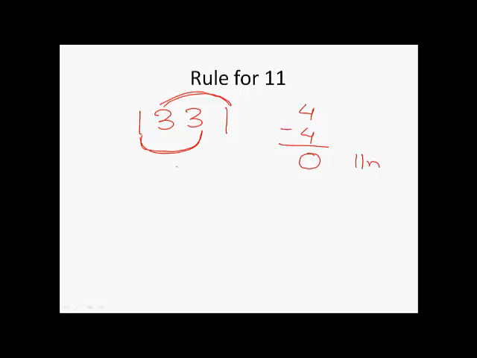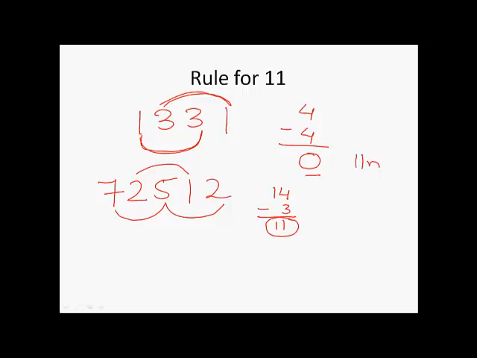To explain this concept further, let me take a rather larger example and see whether this can really work out. Let us say the number given is 7, 2, 5, 1 and 2. So let us take all the odd place numbers 7, 5 and 2. So 7 plus 5 is 12, 12 plus 2 is 14. The remaining numbers 2 plus 1 is 3. I take the difference. 14 minus 3 is 11. So because the answer is either 0 or a multiple of 11, this entire number is divisible by 11.